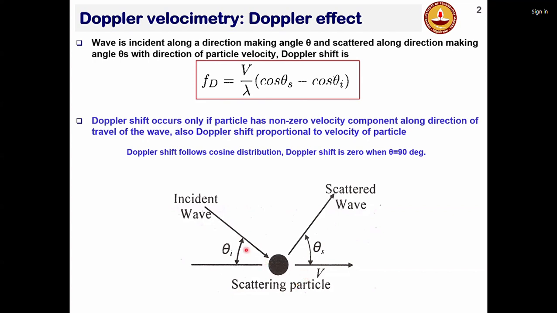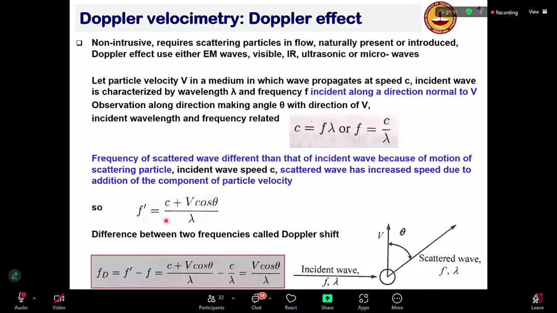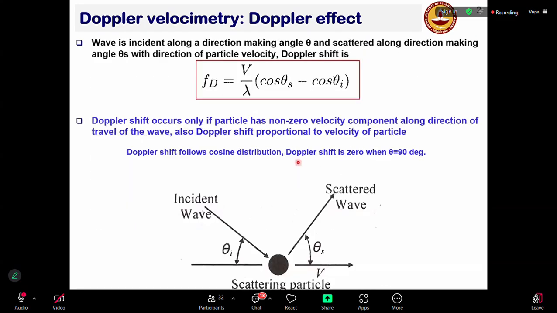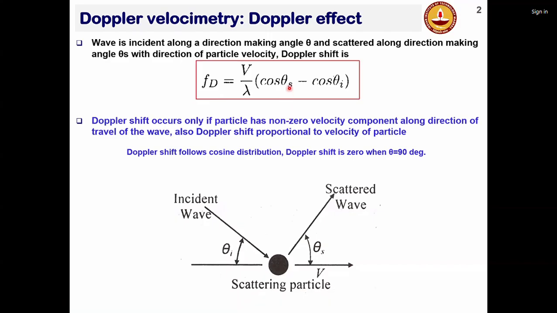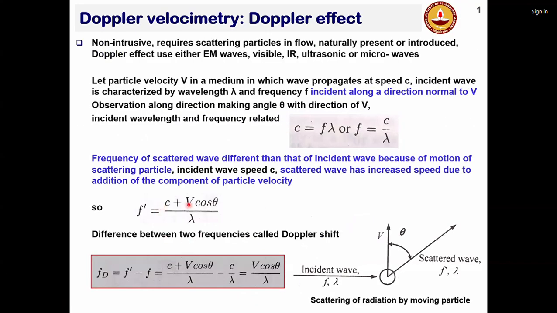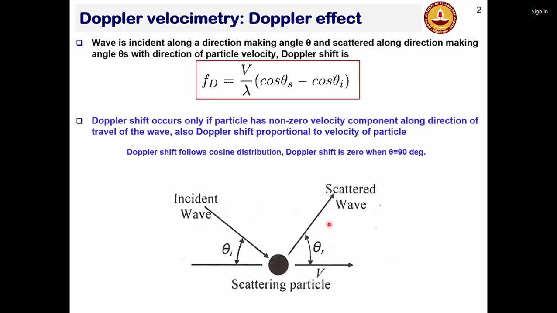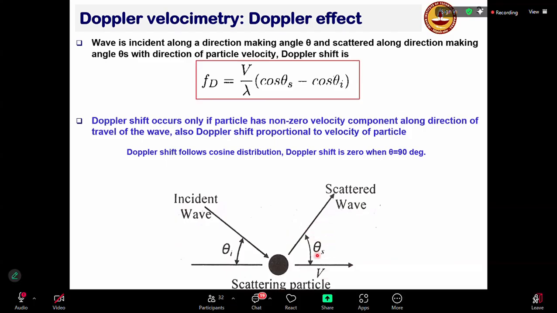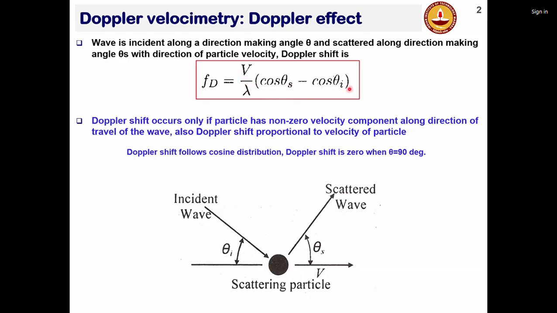So you have the incident wave frequency from here as c plus v cos theta i over lambda. And the scattered frequency is going to be c plus v cos theta s over lambda. So if you want to know the Doppler shift, you do the difference between the two, which is going to be v by lambda into cos theta s minus cos theta i.